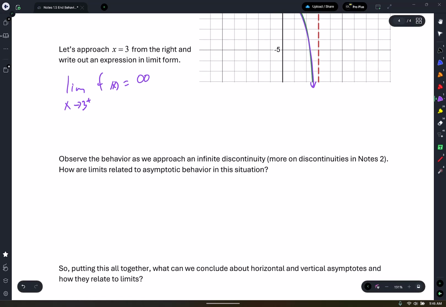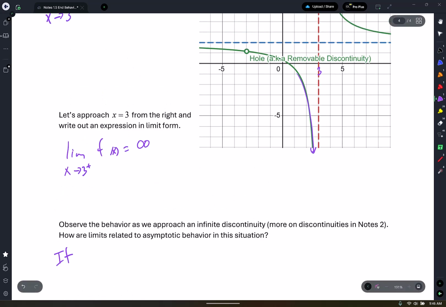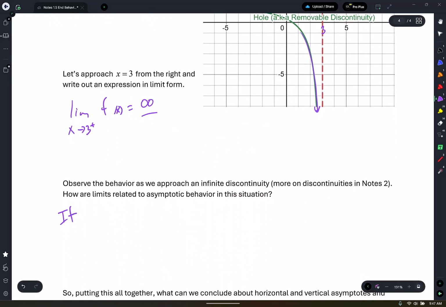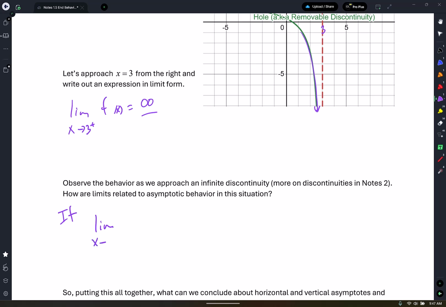Okay, so notice I have vertical asymptotes. If your behavior is negative infinity or positive infinity from one direction, you have a vertical asymptote. That's the main thing here. So if the limit as x approaches c from the left of some function equals positive infinity or negative infinity, then x equals c is a VA, a vertical asymptote.